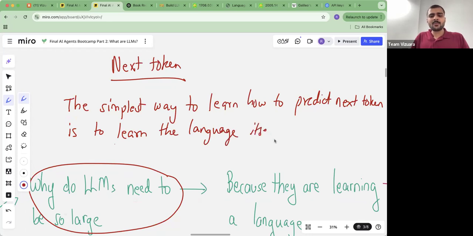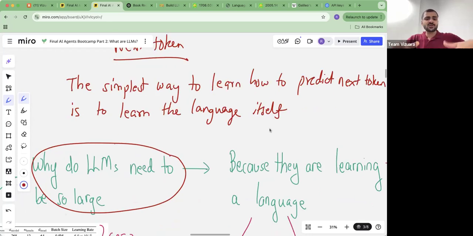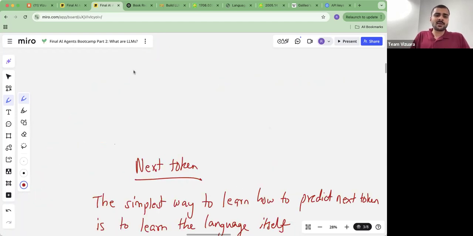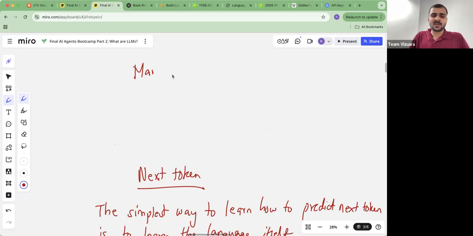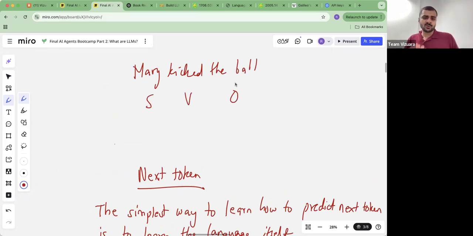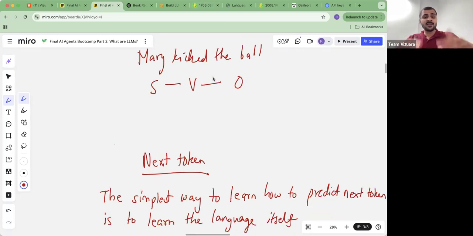So what's very incredible about language models is that we don't teach language to these models. They learn about it on their own. For example, let's say there is a sentence, Mary kicked the ball. There is a certain ordering to the sentence, right? There is subject, verb, and object. There are certain rules which languages have. Subject needs to come before verb, before object. This also differs across languages. We don't teach this to the LLM at all, but the LLM learns it. The LLM will never give you a sentence which is opposite of this.